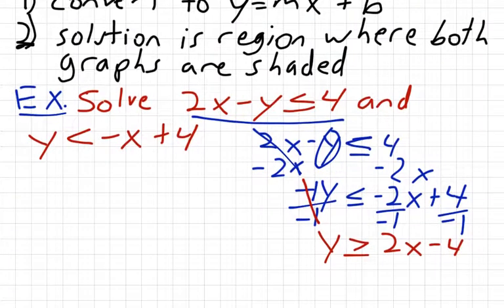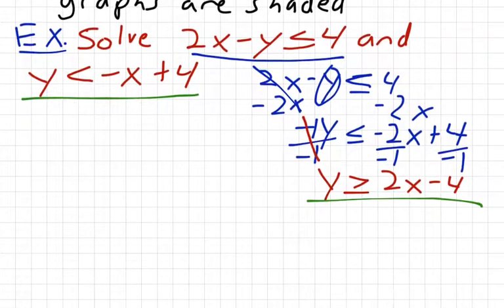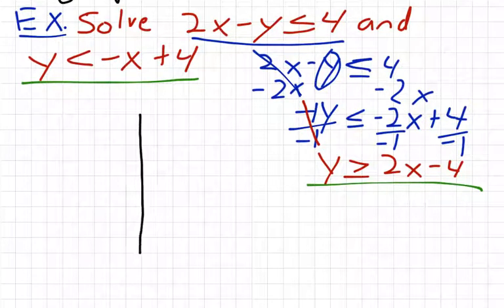Now that I have them both solved for y, I'm on step 2. I want to graph both of them and see where they are both shaded. That's going to be my solution. So using your graph paper, we're going to make a little sketch of these guys and see where they cross.